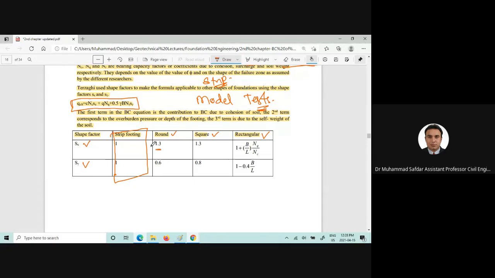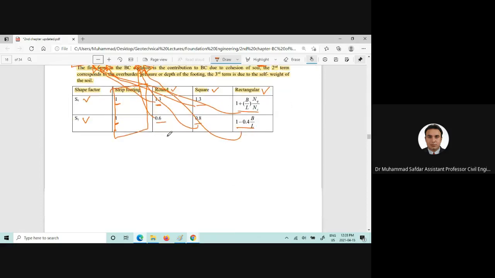Now for SC, for example, for the round footing, you will put SC 1.3 instead of 1. For strip footing, you can use 1 for SC and S gamma. These are the shape factors. So based upon those model tests, the experimental tests which Terzaghi performed, he introduced these shape factors. And for the square, you will put SC and S gamma for these different shapes of the foundations.